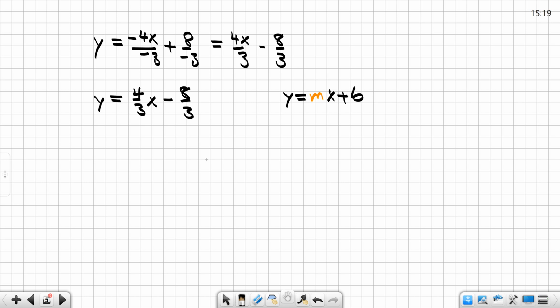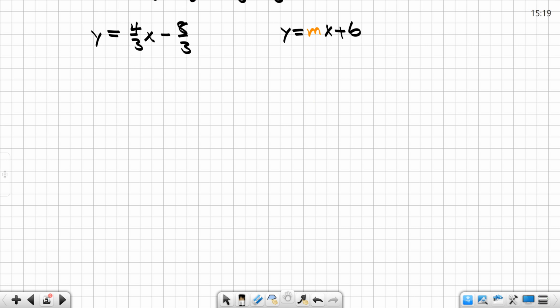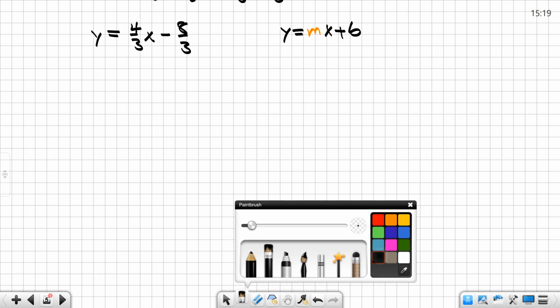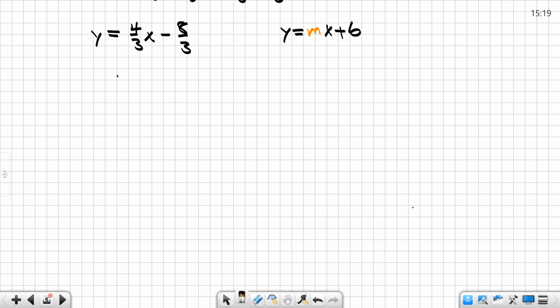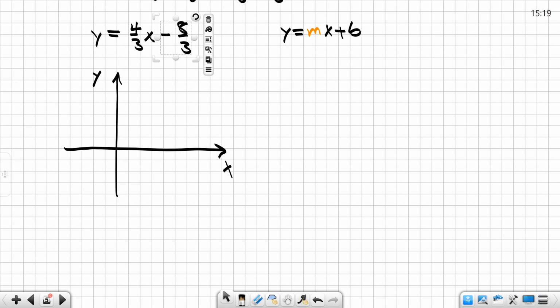So, what we are doing right now, we are not going to get around having to find negative 8/3 on the y-axis. I have my coordinate system. This is the y-axis, this is the x-axis. And I have this right here. That is my b, which is the y-intercept.